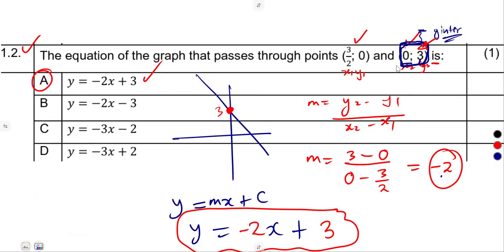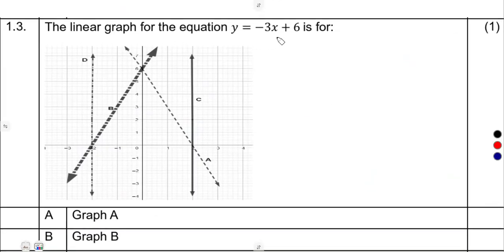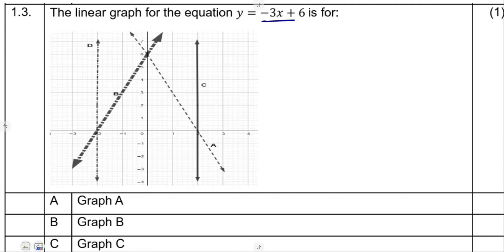Okay, just like that. Then considering 1.3, the linear graph for the equation y is equal to minus 3x plus 6. We are given the graphs A, B, C, up to D. By just looking into these graphs, guys, we can see that the graph of C is automatically out. It's a vertical line that we are given. Remember, this is 0, that is our x-axis. I want you to see something. This is section A, guys, where you're given answers already. So some answers, you can even get rid of them.